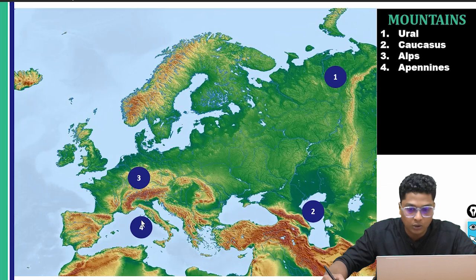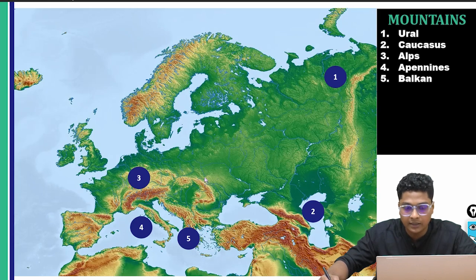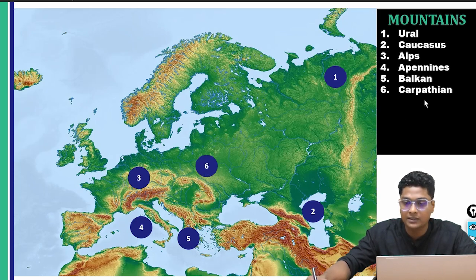Now the fourth one here is the Apennines Mountain. This entire stretch in Italy, here we have the Apennines Mountain. Then here we have the Balkan Mountains located here. Now can you see the crescent shape here? This crescent-shaped mountain here is the Carpathian Mountains, right?